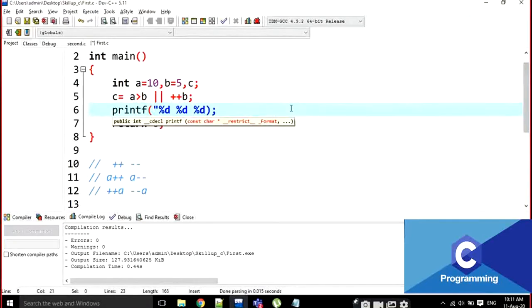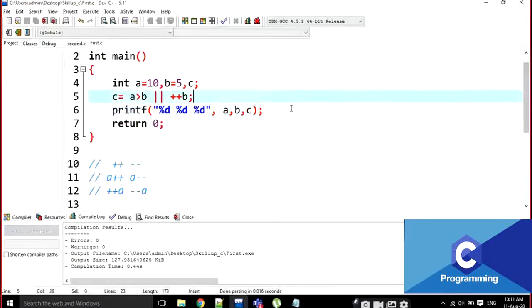D and percentage D. I'm going to check here A comma B comma C. I will explain it. Look here. I'm writing A is greater than B. Is it true or not? 10 is greater than 5. True. Yes, it is true. This is the logical OR operation, right?